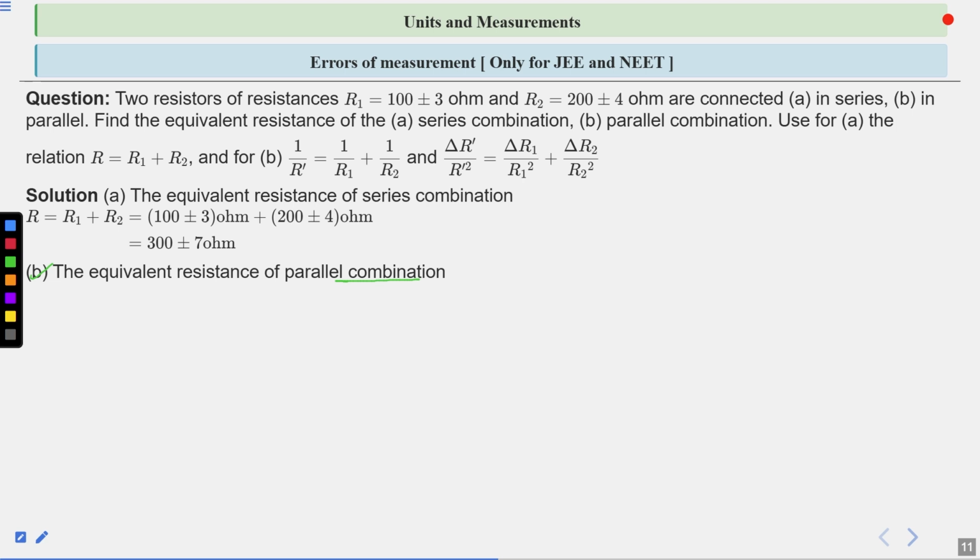So if we talk about the parallel combination, the formula is R prime is equal to R1 R2 divided by R1 plus R2. We know the value of R1, we know the value of R2. So just substitute the values of R1 and R2, and you will get R prime. R1 is 100 and R2 is 200. So solving this, you will get 66.7 ohm.